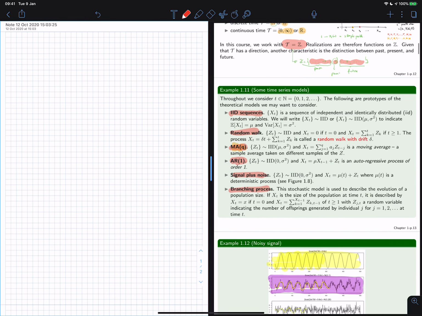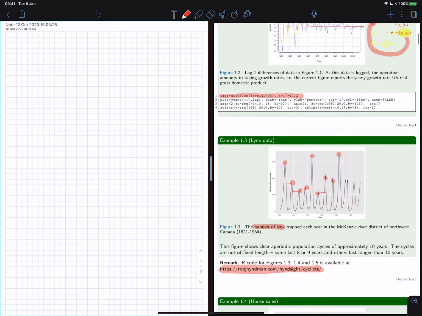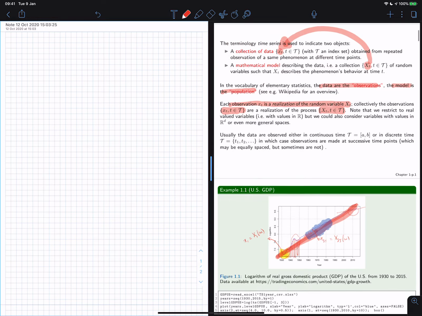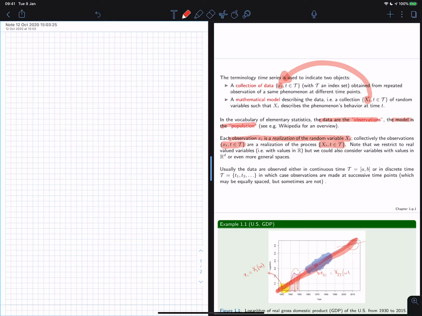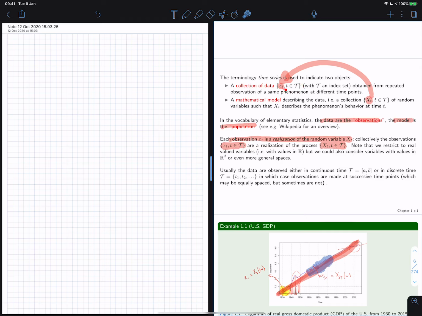Well, we talked about time series. So a time series is what? Well, it's at the same time a data set and a mathematical model. So it's a data set of random variables indexed in time, which are obtained from repeated observations of the same phenomenon, but over time as time is passing.